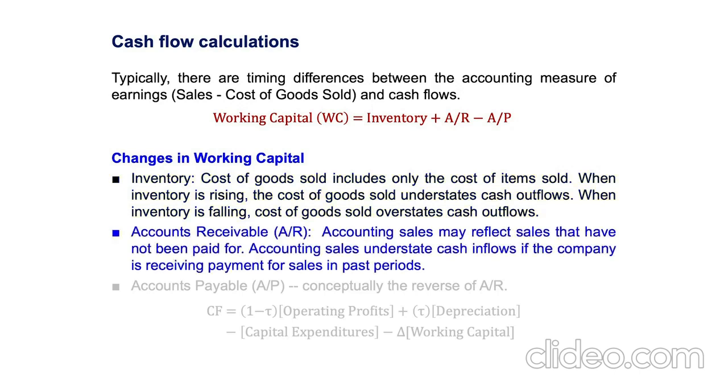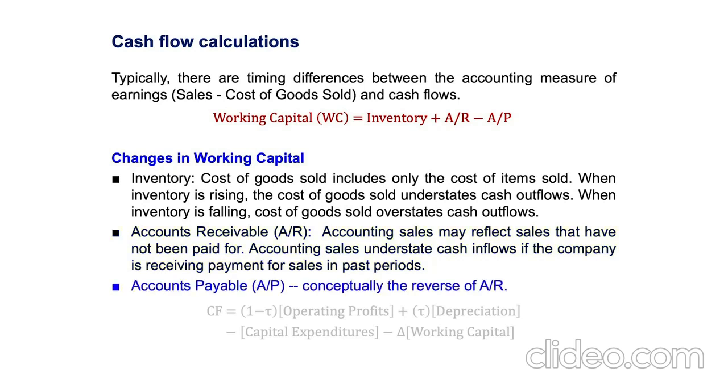The second item is accounts receivable. Accounting sales may include sales that have not been paid for, which goes into accounts receivable. Therefore, accounting sales understate cash inflows if the firm is receiving payments from past sales. This corresponds to decreases in accounts receivable.